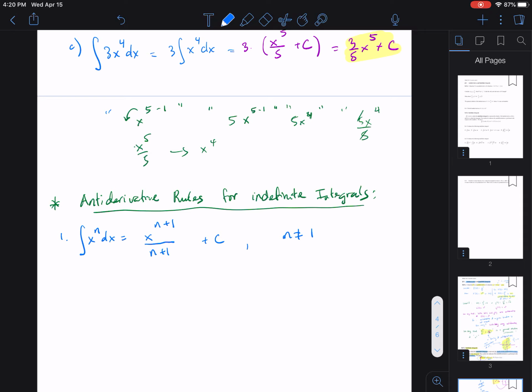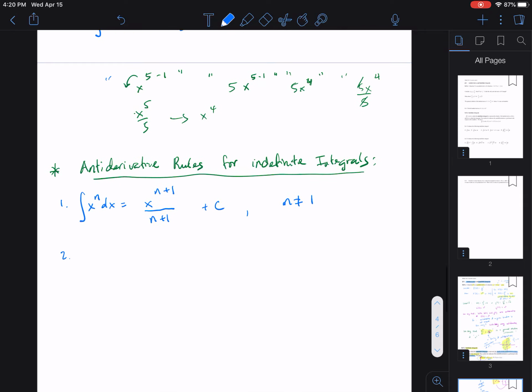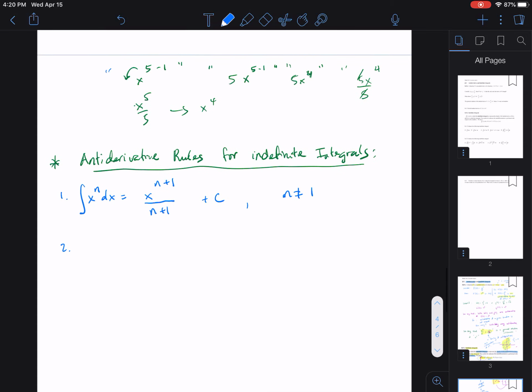Okay, so second rule. If the integrand function is e to the x, then there isn't much for us to do. It's just the antiderivative, which is e to the x. So this is probably the easiest rule for us to remember.